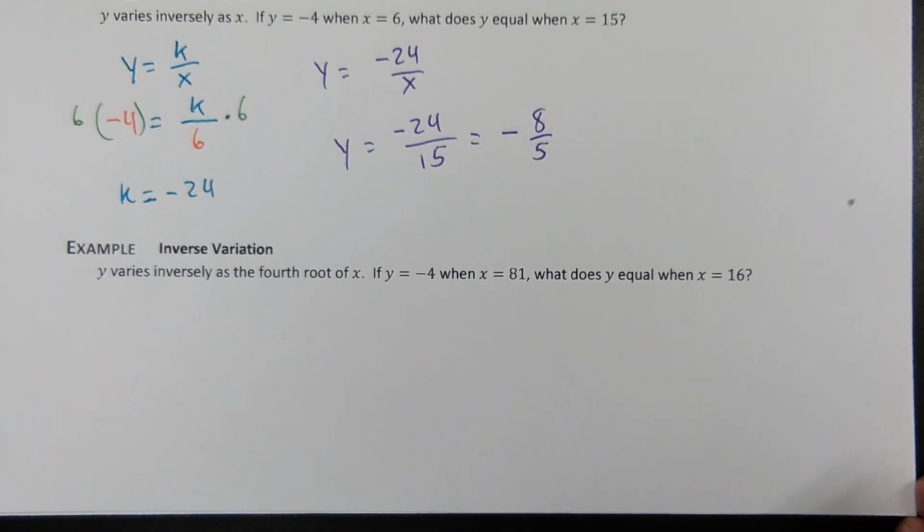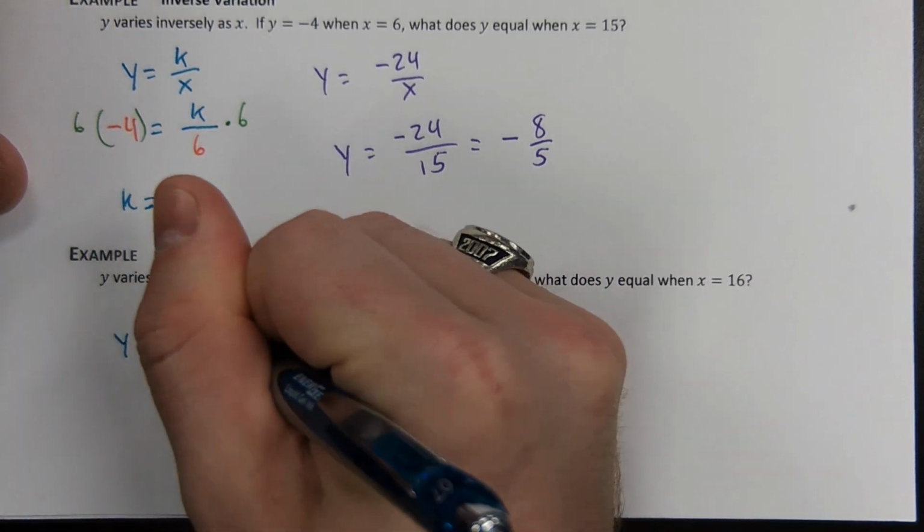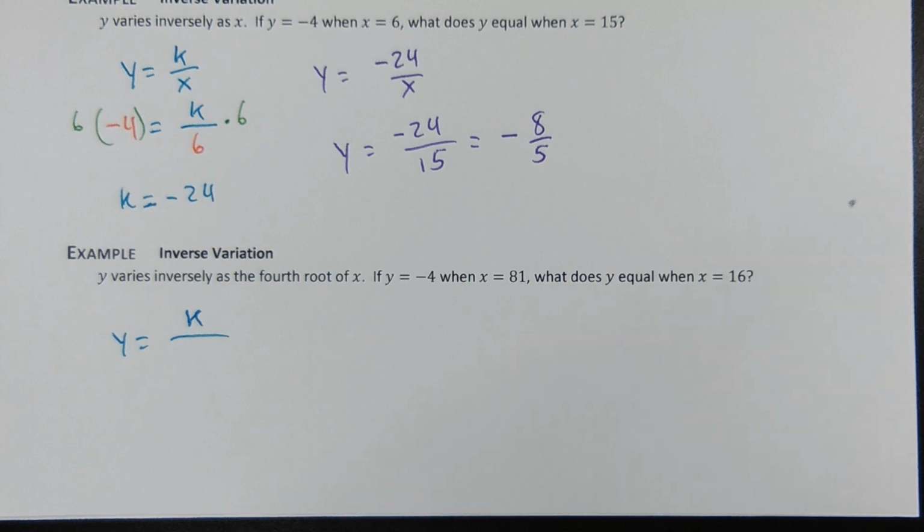Last question for the notes, and we're calling it a day. Y varies inversely as the fourth root of x. Fourth roots, going all the way back to what we did before the Christmas break. That was chapter 5? No, chapter 5 was polynomials. I don't even remember. 8 maybe. The point is, we did it before the Christmas break. Y equals k over, because it does say varies inversely, so k over, fourth root of x.